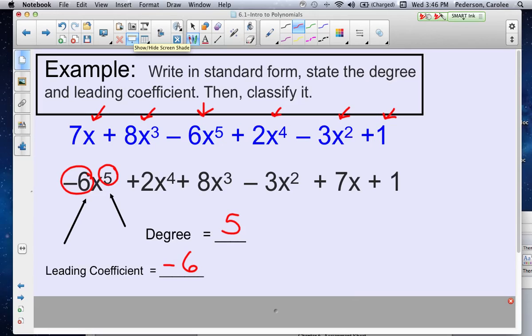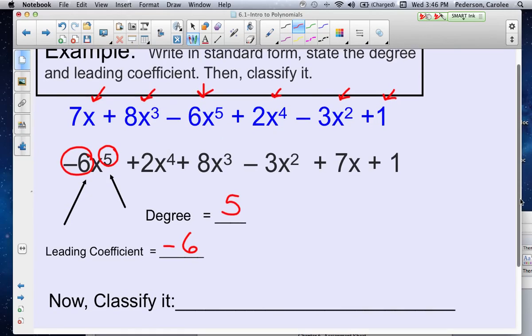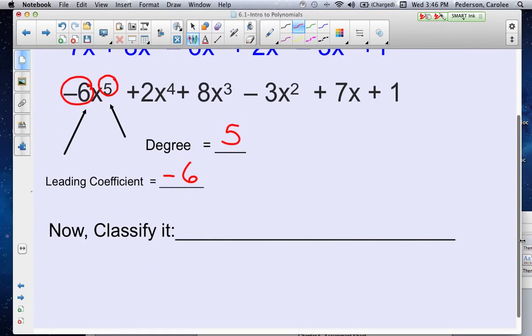Now let's go ahead and classify it. To classify it, we look at the degree. The degree is 5, so that is called a quintic. And then we look at how many terms it has. It has 1, 2, 3, 4, 5, 6 terms. So this does not have a fancy name for it, so it's called a quintic polynomial with 6 terms.